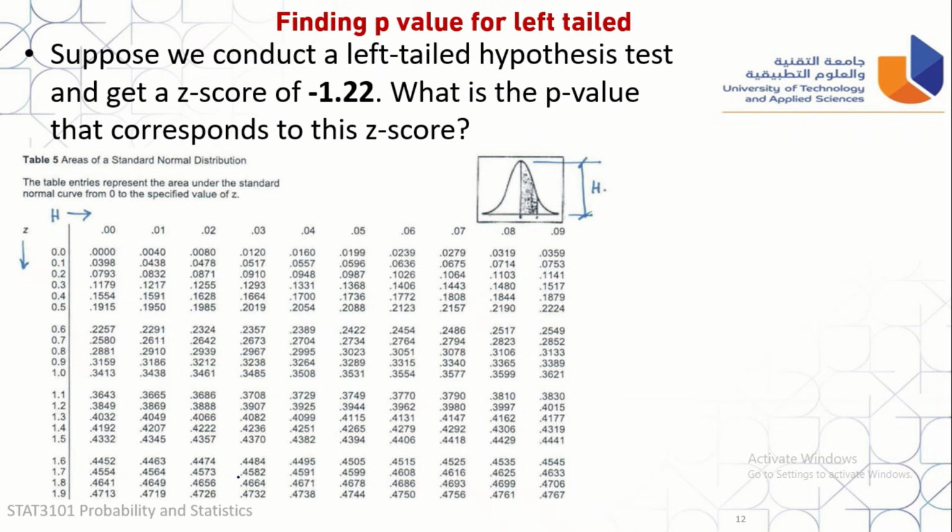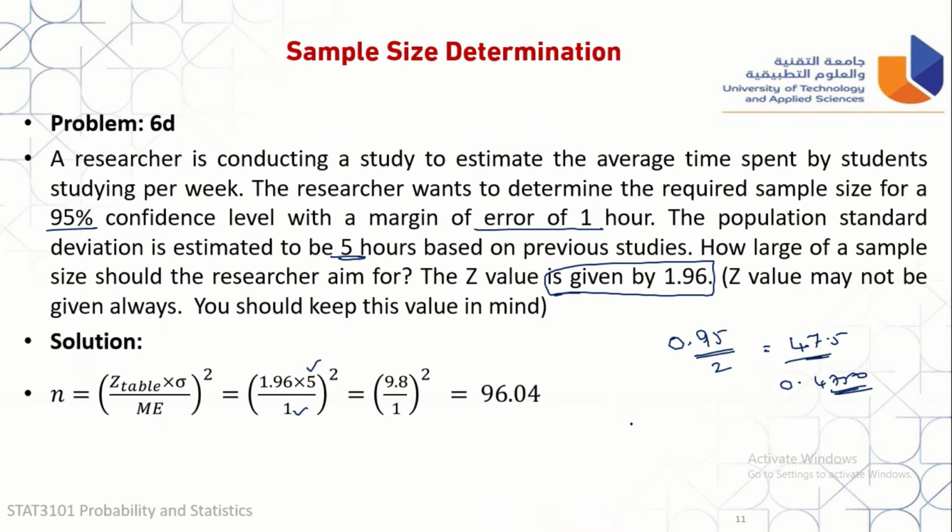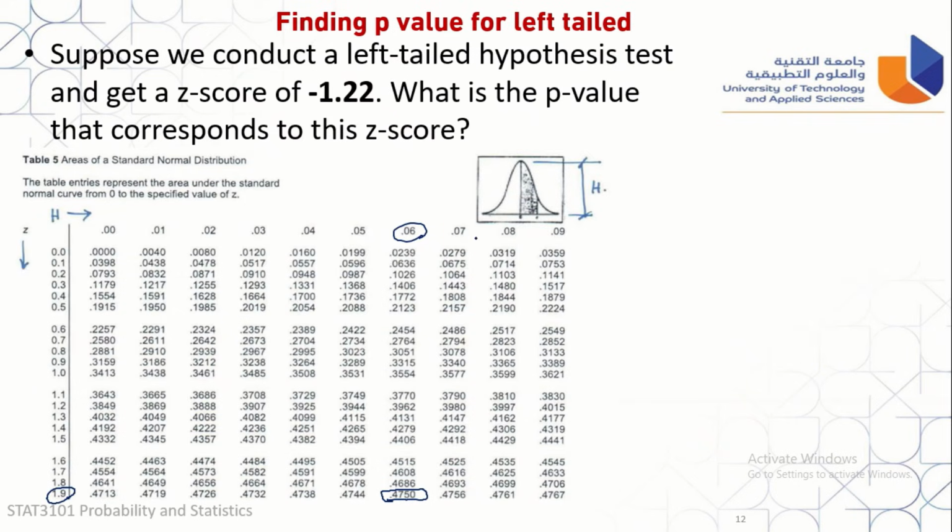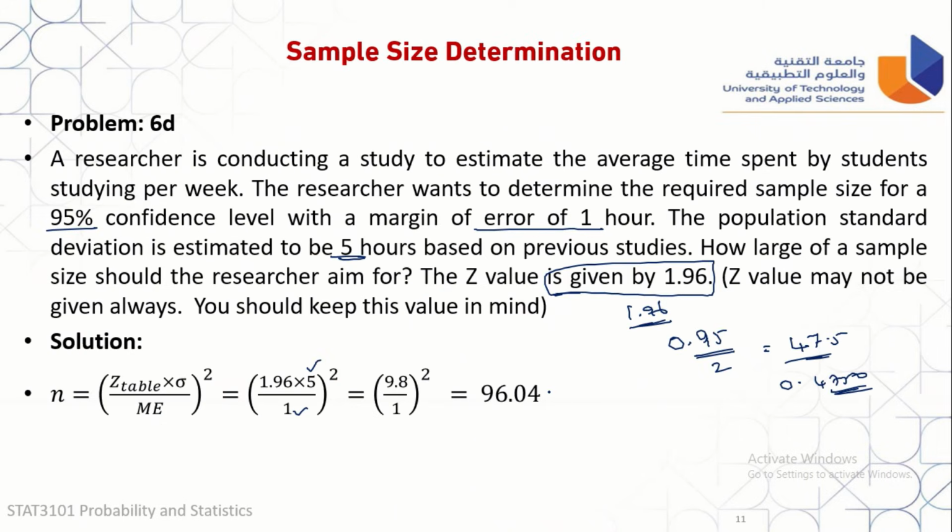0.4750. Yeah, it's a perfect value we are getting here. What is the value here? 1.96. So what is our answer? 1.96. So even if they have not given this value, then you have to go to the normal table and find this answer and square it. It is 96.04 and the answer is 97. You have to make it a ceiling number, don't forget it.